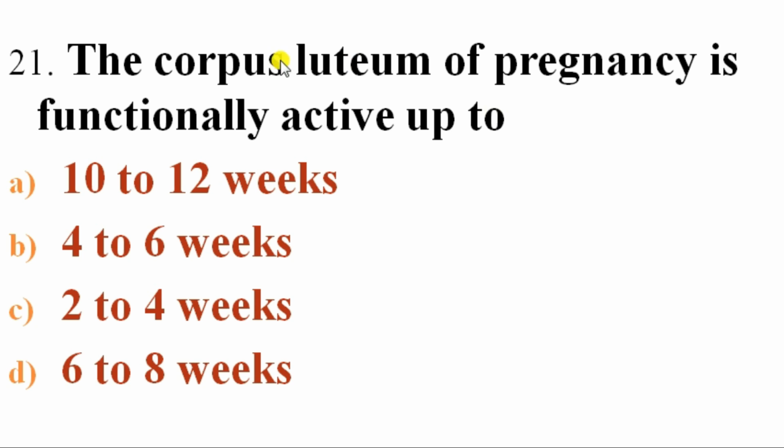Next question. The corpus luteum of pregnancy is functionally active up to. Options: A. 10 to 12 weeks, B. 4 to 6 weeks, C. 2 to 4 weeks, D. 6 to 8 weeks. Answer is A. 10 to 12 weeks. The corpus luteum of pregnancy is functionally active up to 10 to 12 weeks. After that, the placenta takes its function.